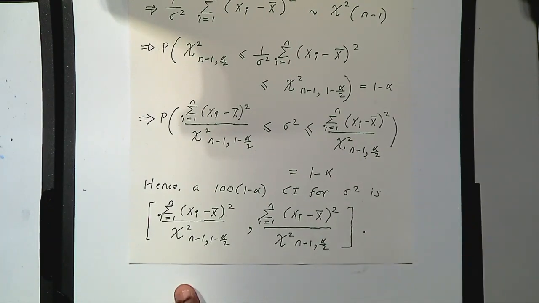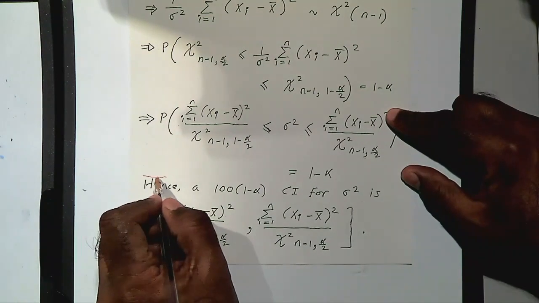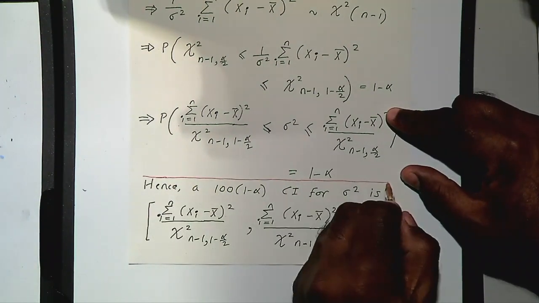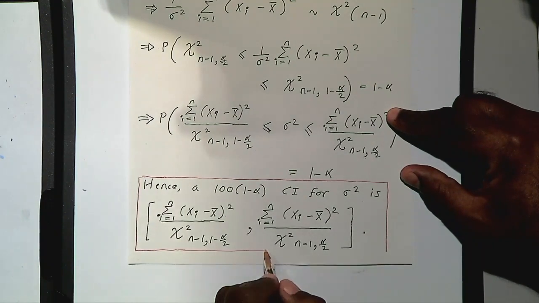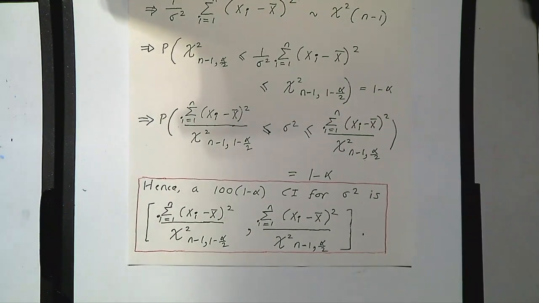all right? So hence, the conclusion is that a 100 times 1 minus alpha confidence interval for sigma squared is the interval given by this, right? So I'll put this in red. Right, so, okay. All right, guys, so this is number 3. Any questions on this, guys? Let me know.